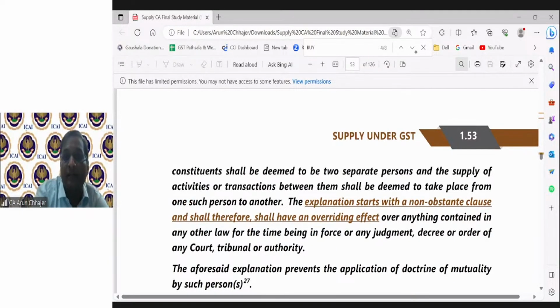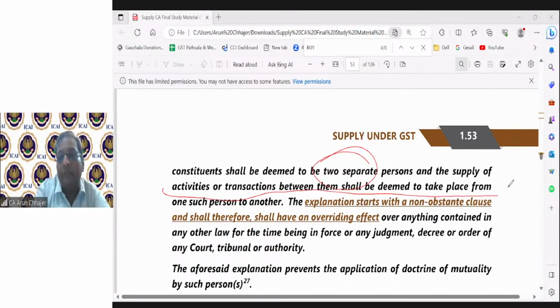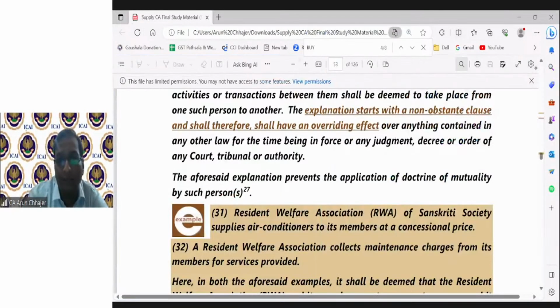So they are saying that they are considered two separate persons, and the supply of the activity between them shall be deemed to have taken place. The explanation starts with a non-obstante clause. They have given some examples. Let me talk about one or two examples.